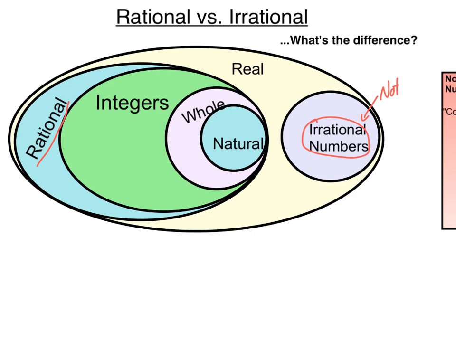And then notice I have the integers inside of rational, because every integer is a rational number. All the whole numbers are inside of the integers. Remember I said integers are whole numbers and their opposites. So therefore whole numbers must fit inside of integers. And then lastly, the natural numbers were 1, 2, 3, 4. And the whole numbers were the exact same natural numbers with one addition. So notice natural numbers have to be inside of the whole numbers. And they all fit inside of the real number circle like I asked.